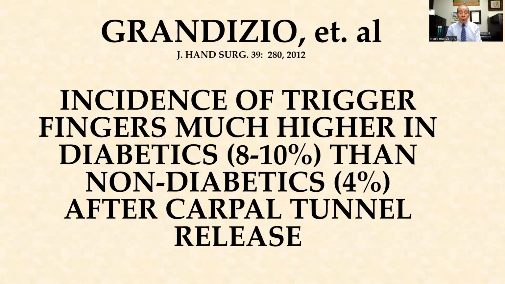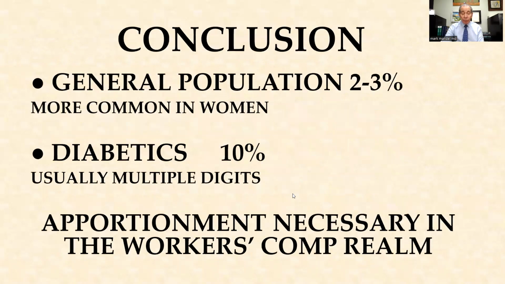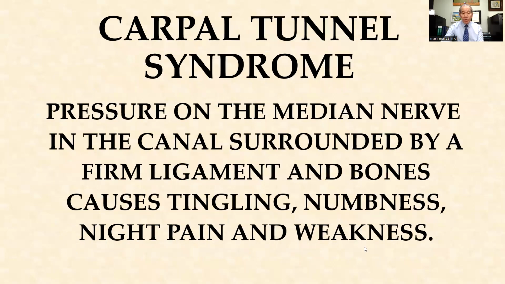What is the incidence? Grandizio showed in 2012 in his study that diabetics have an 8 to 10% incidence of triggers compared with 4%. And these are all patients that have had a carpal tunnel release. In conclusion, for trigger fingers, general population, 2 to 3%, a lot of variability in the literature, diabetics around 10%. So I want to point out that in the workers' compensation realm, if the patient has tenosynovitis, is diabetic, or has rheumatoid arthritis, apportionment is almost always necessary.